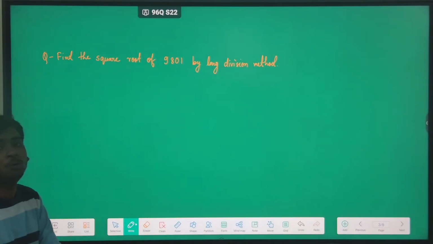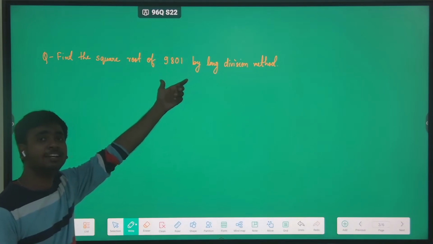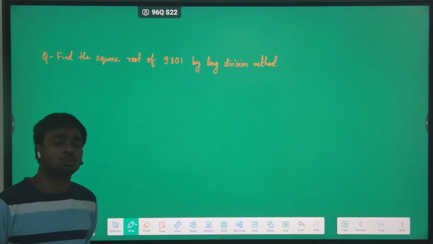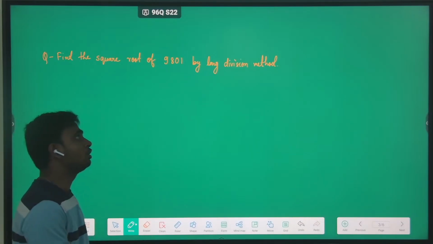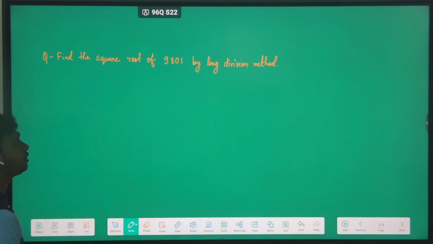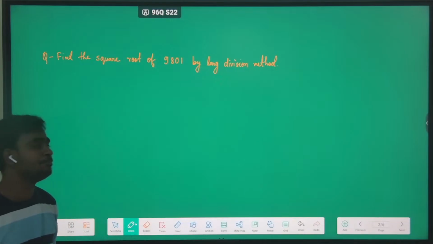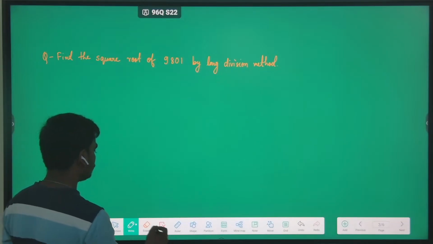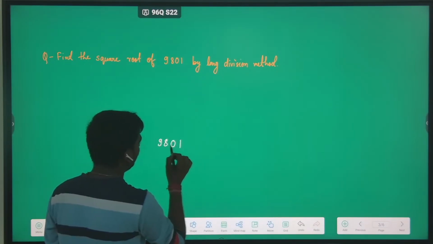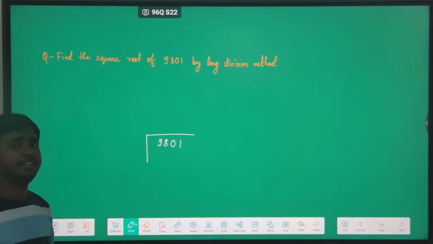We have to find out the value of square root of 9801 by long division method. So you are not aware about long division method. I will try to teach you what is long division method and how do we find the value of square root through long division method. Okay. So let us start. So our number is 9801 and we are going to find out the value of square root of 9801.